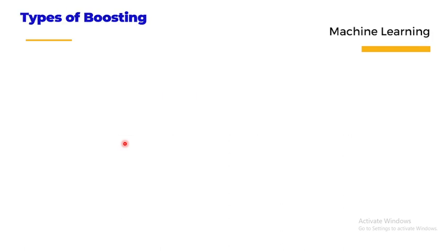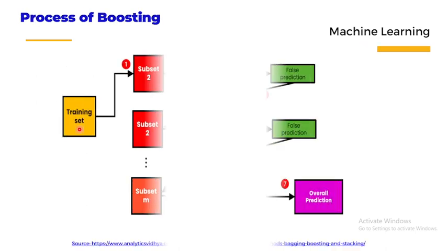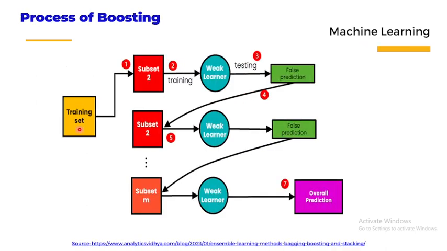Now let us understand the types of boosting. In boosting we have AdaBoost, Gradient Boost and XGBoost. Now we will understand the process of boosting.